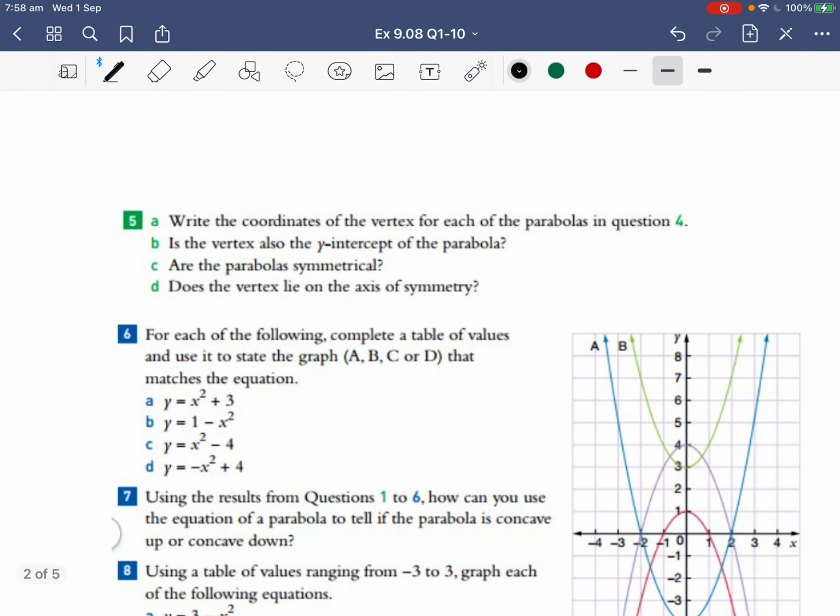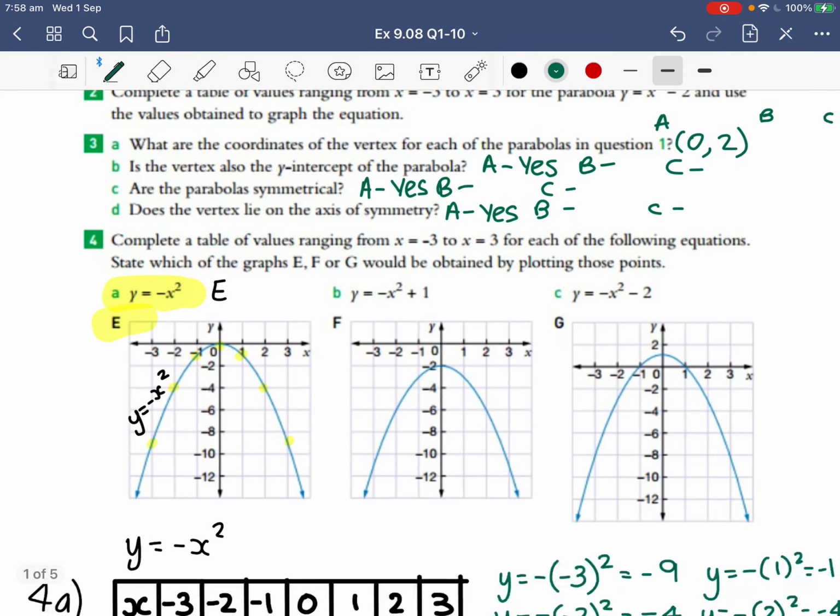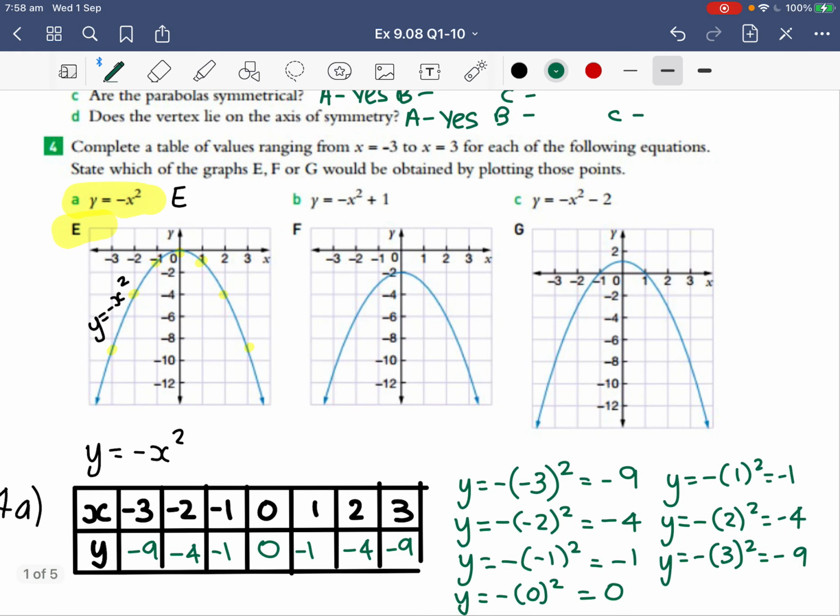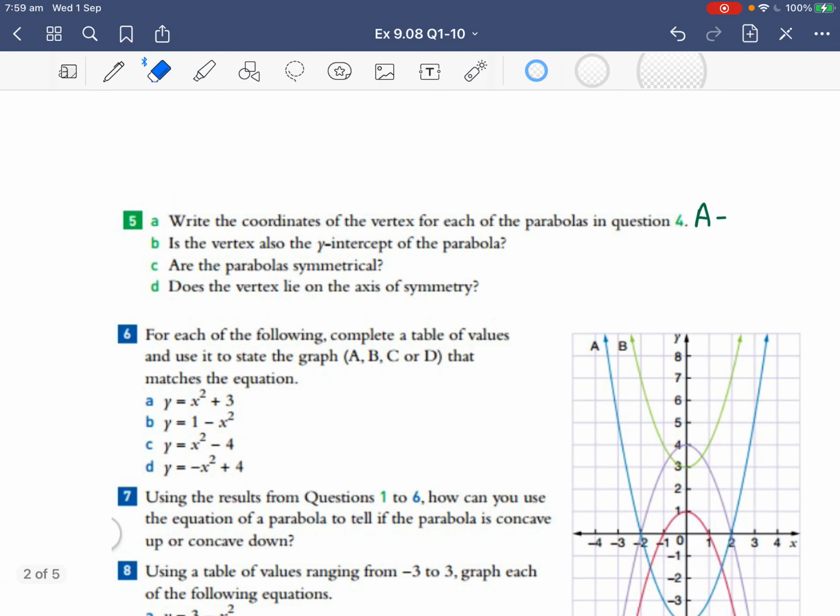Finally, question 5, we want to write down the coordinates of the vertex for each of the parabolas in question 4. So I will do A. Sorry, it's E. If we look at E, our vertex is the point here. It's where our parabola turns from increasing to decreasing. It's also called a stationary point, but we call it a vertex at the moment. So the vertex is at the point (0, 0). I just need to change this over to an E, and that's at the point (0, 0).